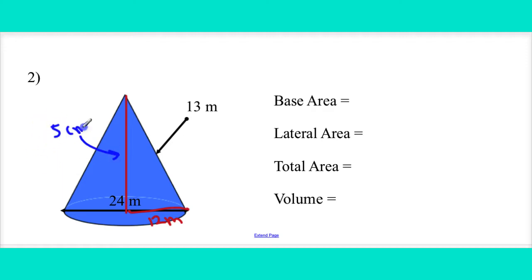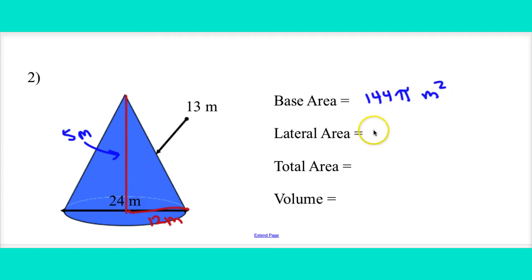And it looks like I did not do a great job drawing this to scale, because my 5 centimeters is actually longer than my 12 meters. Oop. Not centimeters, meters. My 5 meters is longer than my 12 meters. There we go. All right, let's take a look at this. Base area. Well, the area of the base is just the area of the circle. So I'd have pi times 12 squared, or 144 pi meters squared.